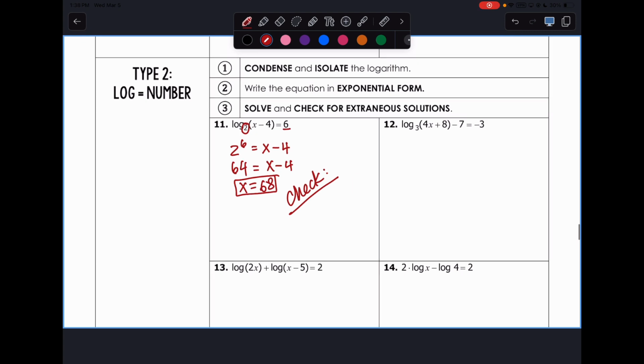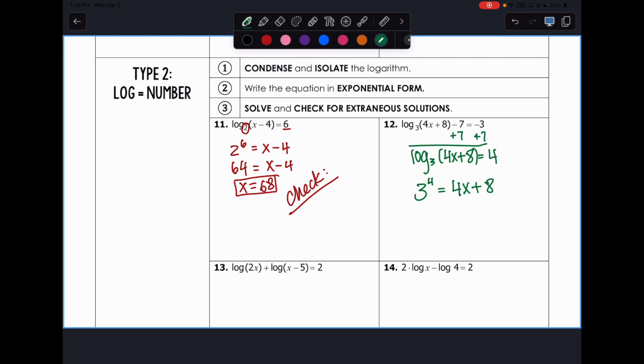All right, take a look at 12. Is it log alone or is there something attached to the log here? There's something attached to the log, so we need to move it over by doing inverse operation. And you should get log base 3 of 4x plus 8 equals 4. Okay, now can I rewrite it? Rewrite it into an exponential form. So it's 3 to the 4th power equals 4x plus 8.